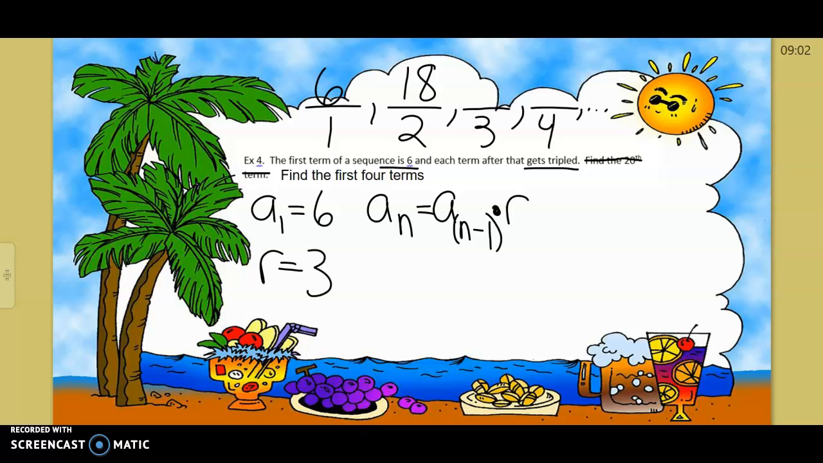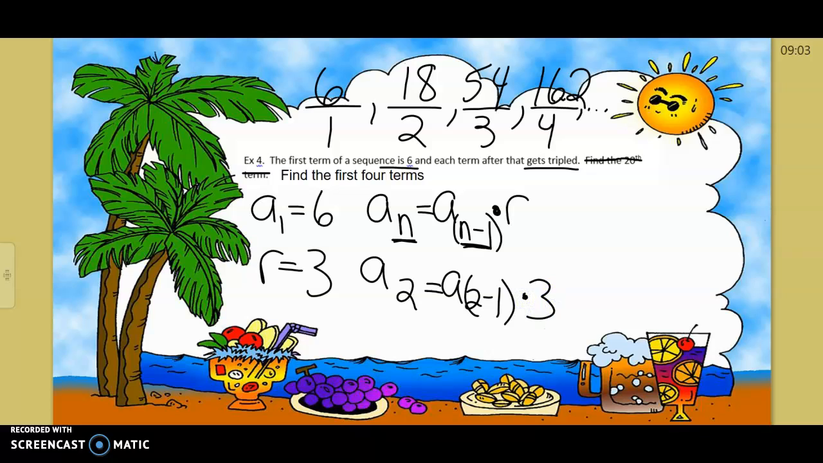Very good. Pause this for a second. Idea behind it. To find the second term, because we've got to go right in order, we can't just jump to the third term. We wouldn't know what the second term is. So 2 minus 1. So whatever this is, we just subtract 1. We'll go backwards 1, and we're multiplying by 3. So keep this going. It's going to be A1 times 3.